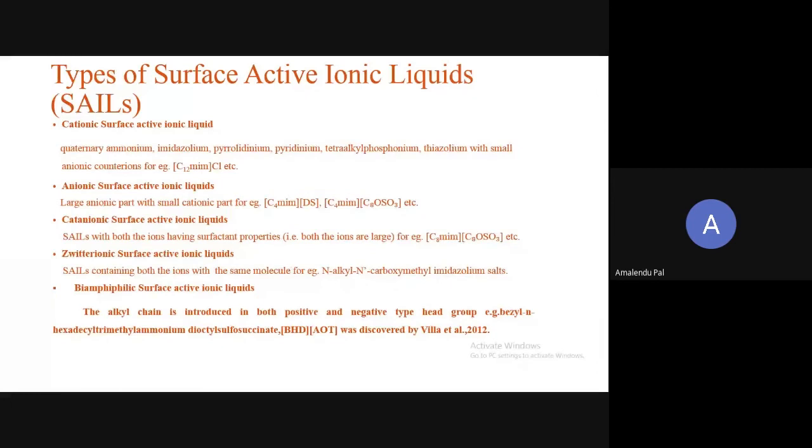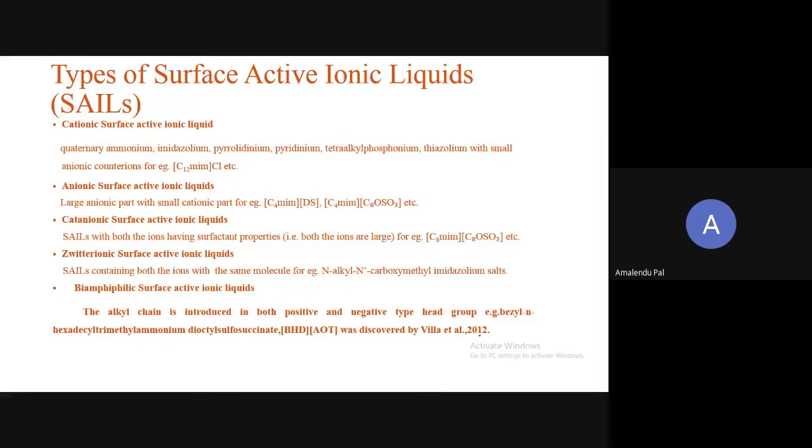Another thing, zwitterionic surface active ionic liquids. That is where both the ions are in the same molecule. This is the N-alkyl N'-carboxymethyl imidazolium salt. This is that. Another salt is the biamphiphilic surface active ionic liquid. Here, I am unable to show the structure, but it is not necessary, just remember the name. So the alkyl chain is introduced in both the positive and negative type head groups.